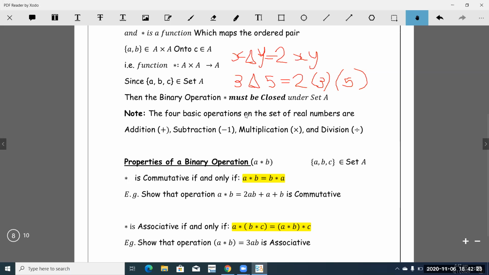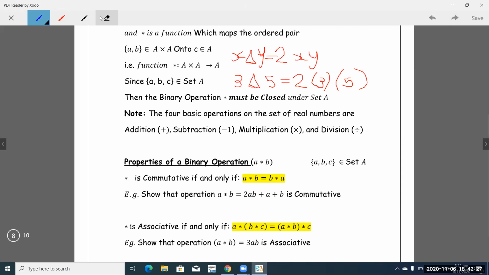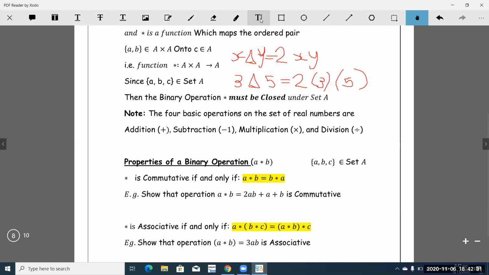So we need to remember this formula. This is a must know. Right here for when it is associative, this is a must know. We have to know this.